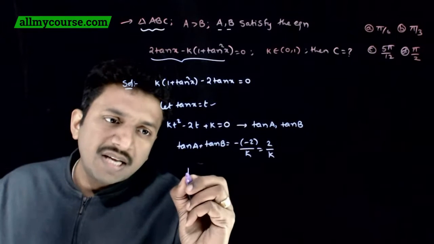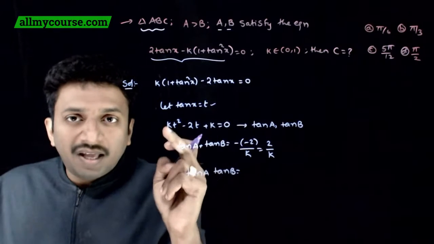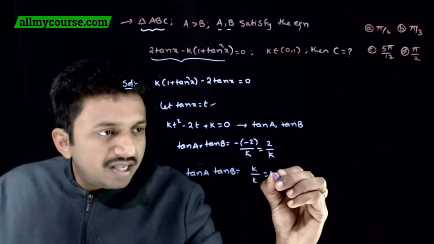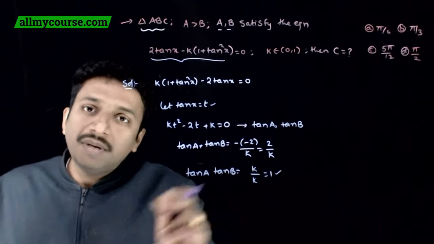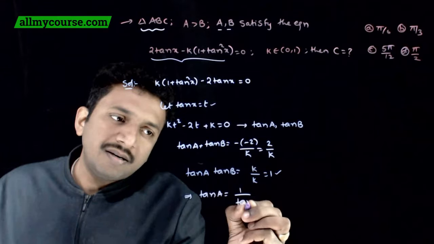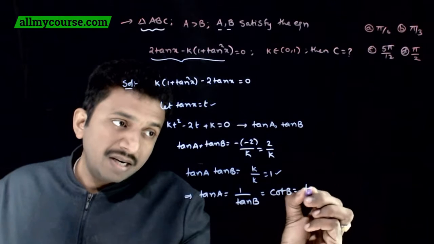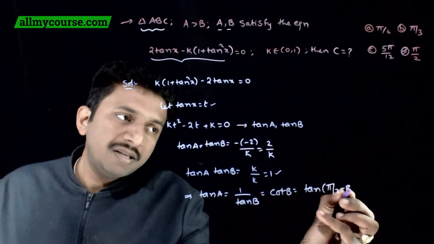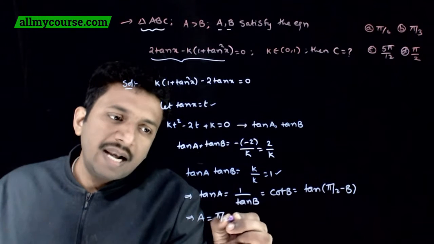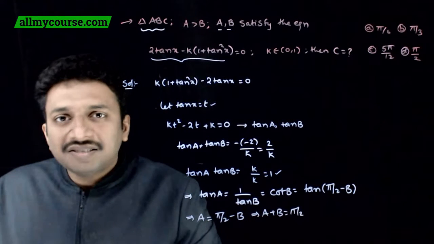Now what is the product of the roots? Tan A into tan B is equal to c by a, the constant term by x square coefficient, which is equal to 1. So this is something which interests me. Tan A into tan B is equal to 1. This implies tan A is equal to 1 by tan B, that's nothing but cot B, that's nothing but tan of 90 minus B, right? So tan A is equal to tan of 90 minus B. This implies A is equal to 90 minus B, and this implies A plus B is equal to 90 degrees.